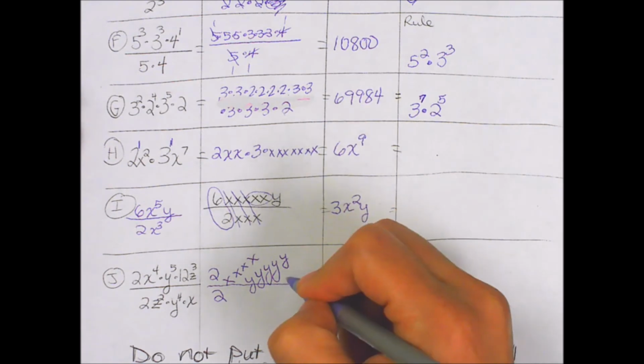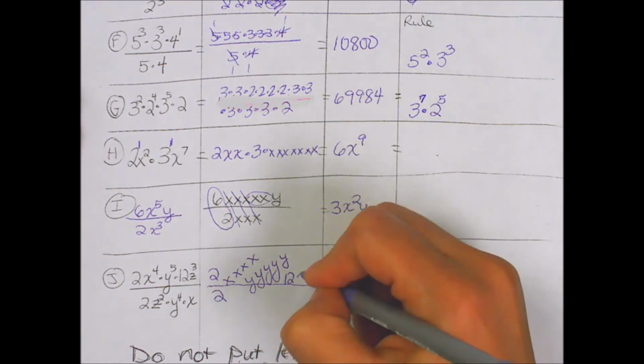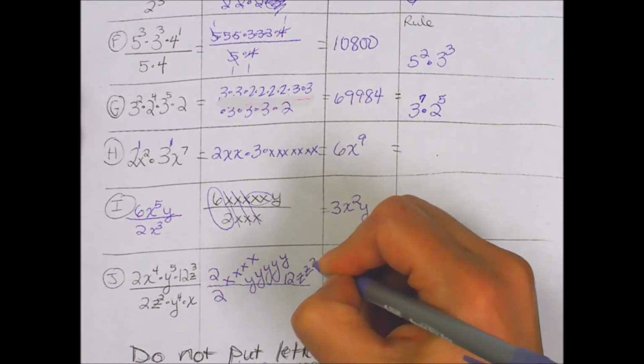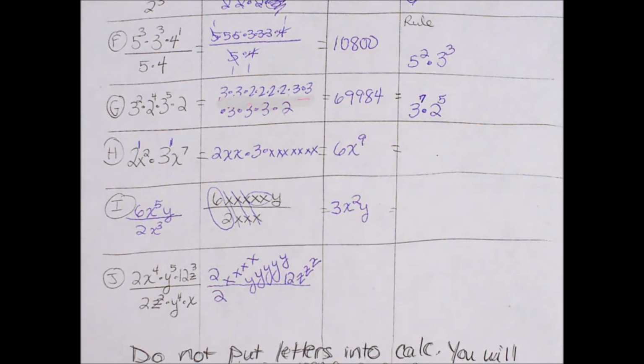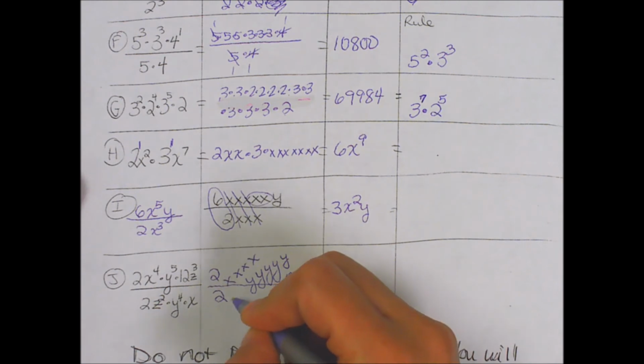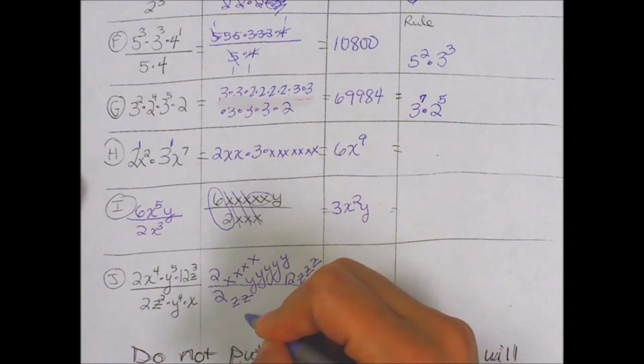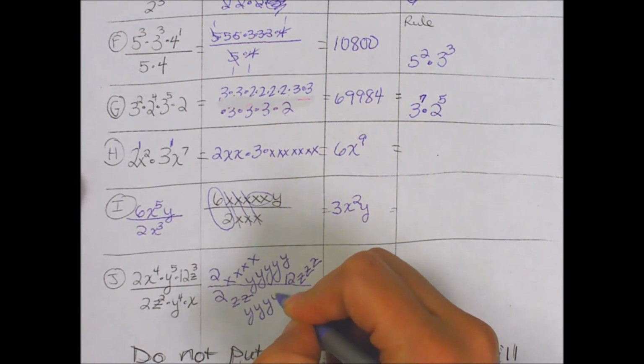Oh, there's a 12 in here. There's 3 z's. I always write my z's with a line in it so they don't get confused with the number 2, which you could see over here. And I got 2 z's over here, 4 y's, and an x.